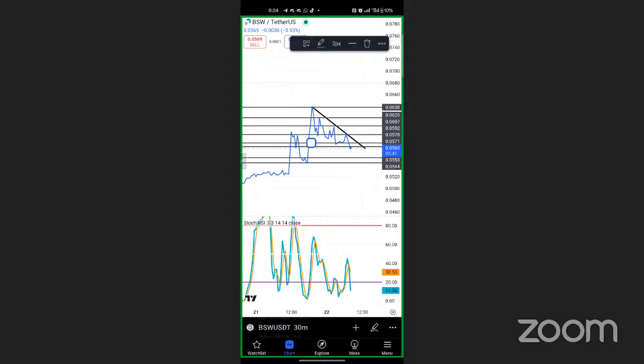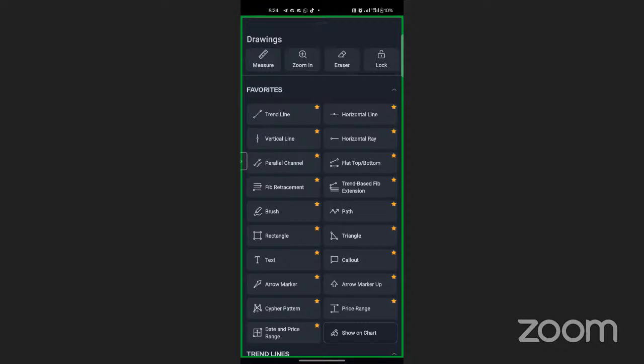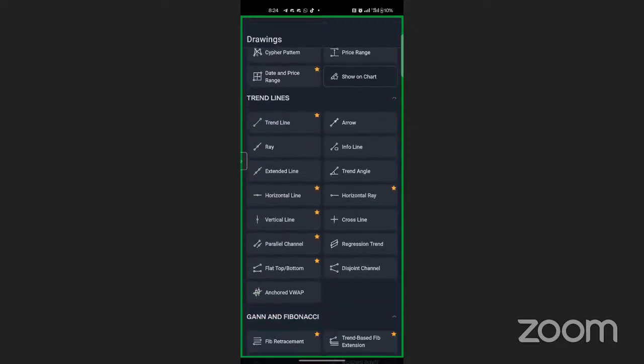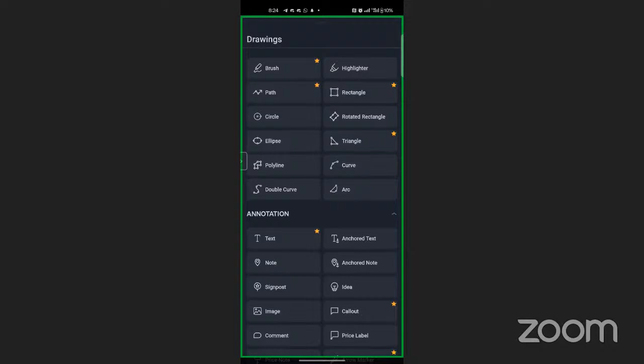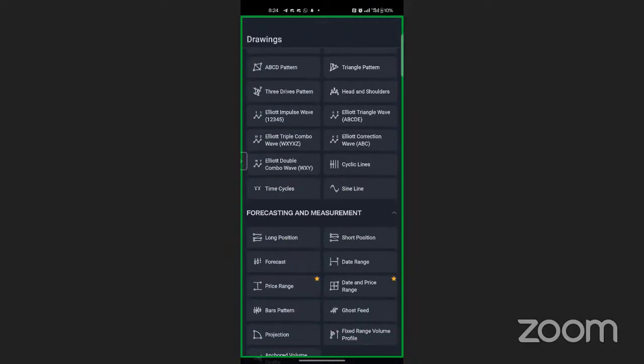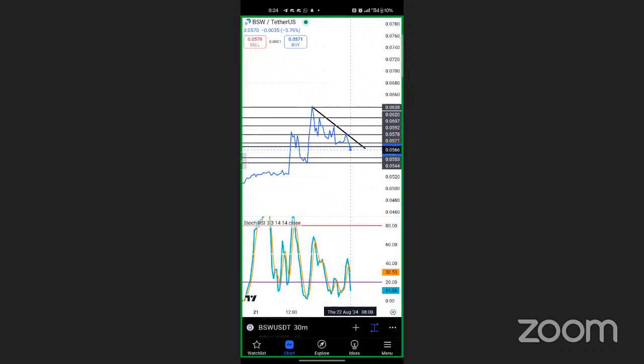For example, if I was trading futures, this market is clearly telling me that it's going down. So what I do, I now pick my price range. And I short this market from here, where I saw the market was resisted. It is a 3%. So I set this BSW to go down by 3%.